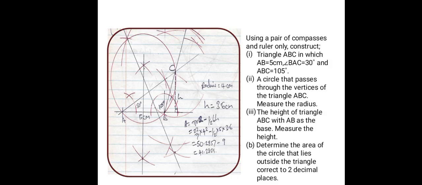Using a pair of compasses and ruler only, construct 1. Triangle ABC in which AB is equal to 5 cm, angle BAC is equal to 30 degrees, and angle ABC is equal to 105 degrees. 2. A circle that passes through the vertices of triangle ABC, measure the radius. 3. The height of triangle ABC with AB as the base, measure the height. B. Determine the area of the circle that lies outside the triangle, correct to 2 decimal places.